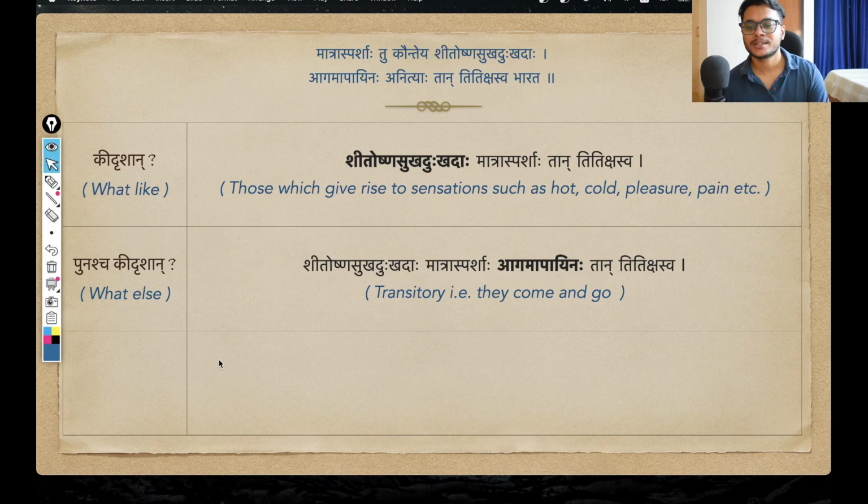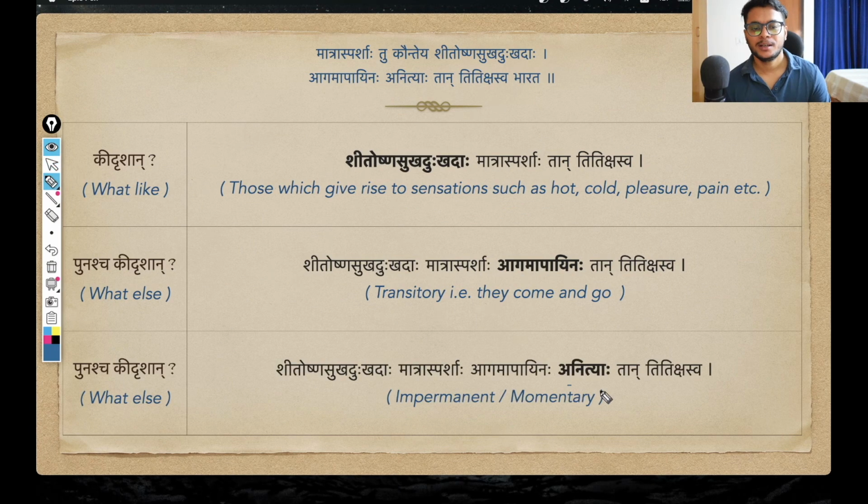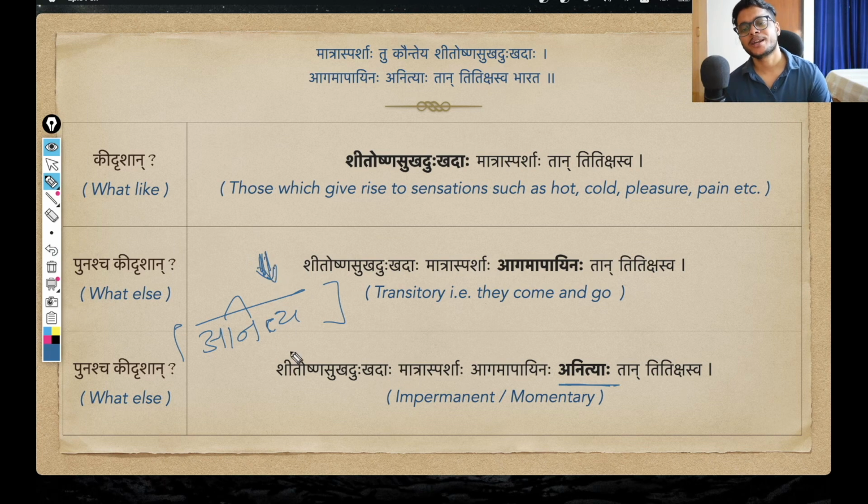Okay. And there is just one more adjective that is being used. And this one is simple, anityaha. You can already see the pratipadika is anitya. And within this also, you can identify the primary pratipadika, nitya. Nitya is something that is permanent, that is forever. But we are negating it by using this a. So anitya, something that is impermanent, something that is momentary. And since this is also an adjective, again in the plural form, anityaha.